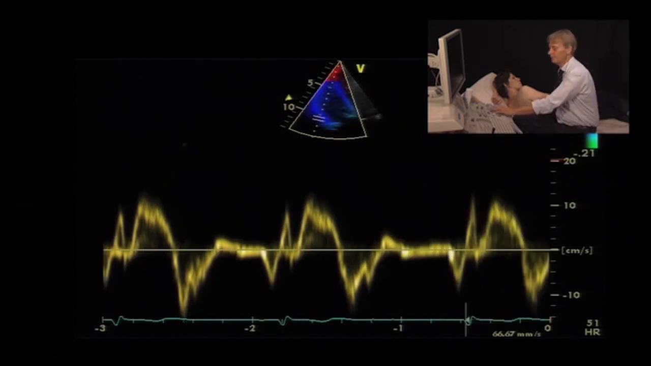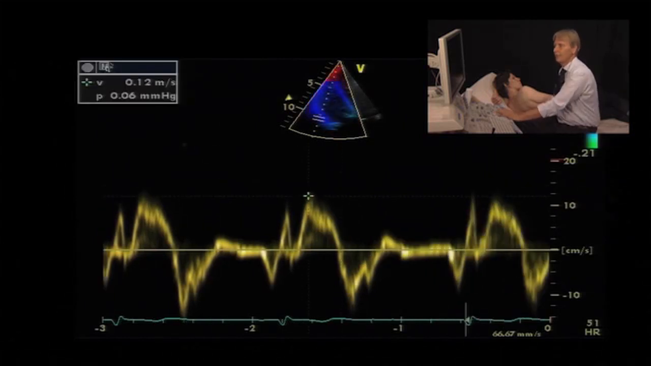Freeze the image, perform a calculation of the maximum velocity during systole, which is 0.12, in this case normal. This is systole, this is isovolemic contraction, and here this is obviously diastole.